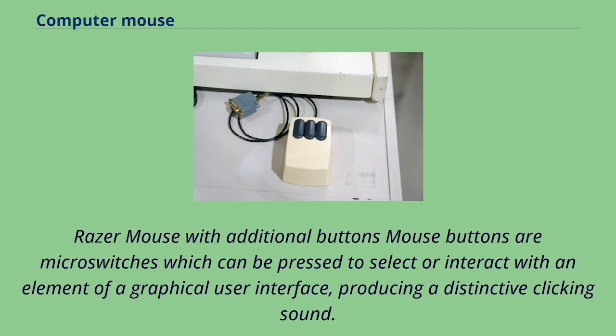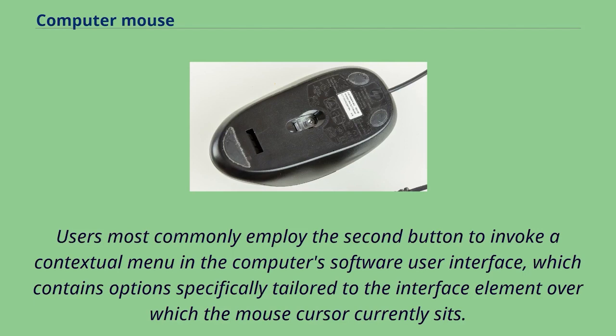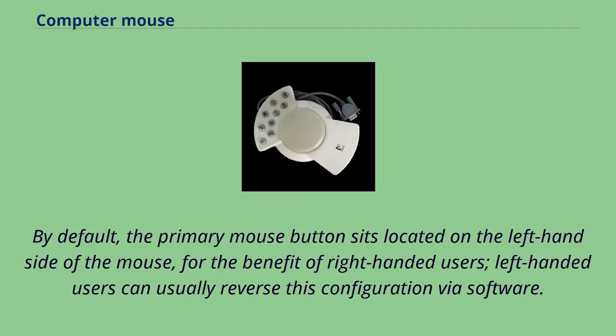Mouse buttons are microswitches which can be pressed to select or interact with an element of a graphical user interface, producing a distinctive clicking sound. Since around the late 1990s, the 3-button scroll mouse has become the de facto standard. Users most commonly employ the second button to invoke a contextual menu in the computer's software user interface, which contains options specifically tailored to the interface element over which the mouse cursor currently sits. By default, the primary mouse button sits located on the left-hand side of the mouse. For the benefit of right-handed users, left-handed users can usually reverse this configuration via software.